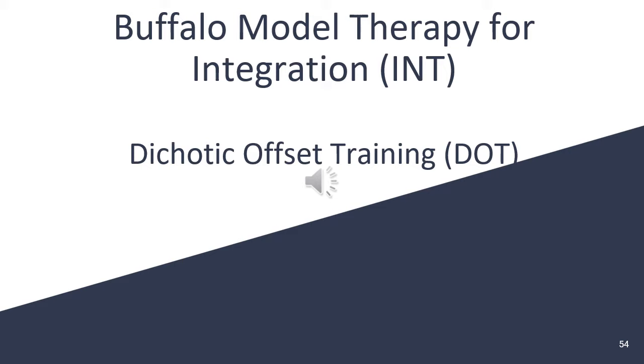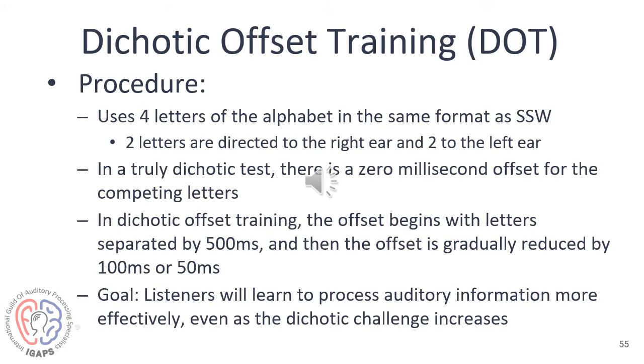Integration training is often done in a second round of therapy after the more basic decoding and tolerance fading memory problems are addressed. CATS developed the Dichotic Offset Training Program for integration therapy. It uses 4 letters of the alphabet in a similar format as the SSW test. The offset times for the competing letters are variable from 500 milliseconds to 0 milliseconds. This program is used in conjunction with a dichotic offset measure program, which is the assessment tool for DOT.